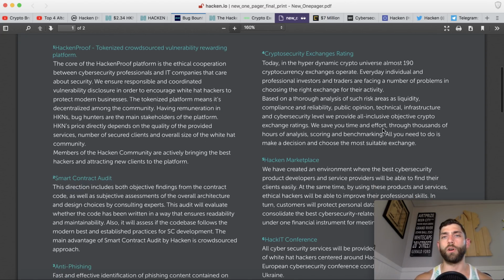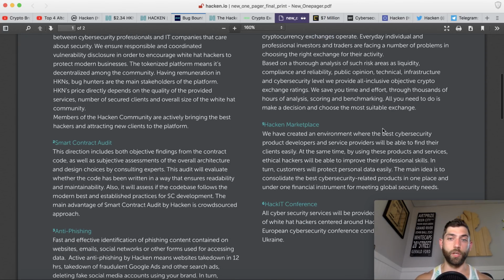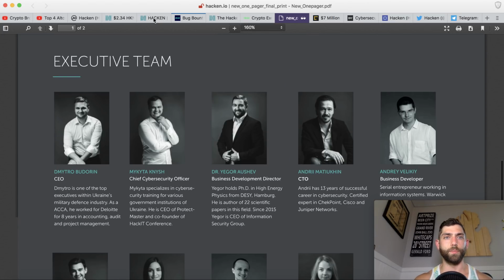Hackenproof, smart contracts audit, the cybersecurity exchange rating. Man, that's a tongue twister. Their marketplace, everything else. If we go down to their team, actually, I'm going to flip back to their actual website to do their team review.